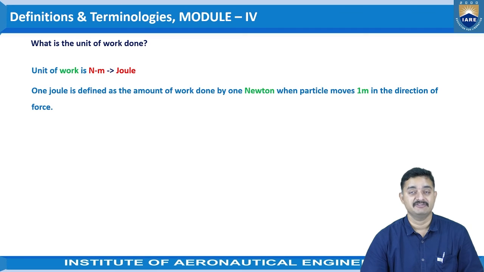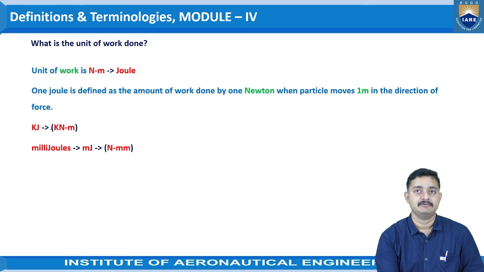The definition of the joule is given like this. 1 joule is defined as the amount of work done by 1 Newton when a particle moves 1 meter in the direction of the force. Also, you need to consider that the movement is in the direction of the force. So this is the definition of the joule.